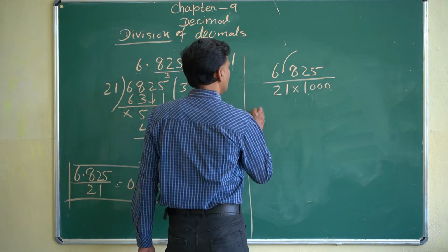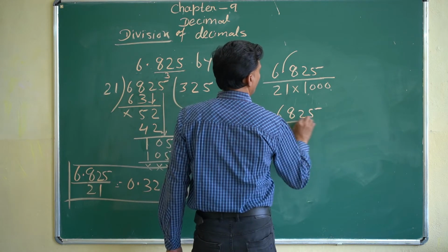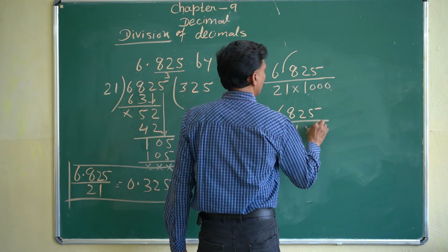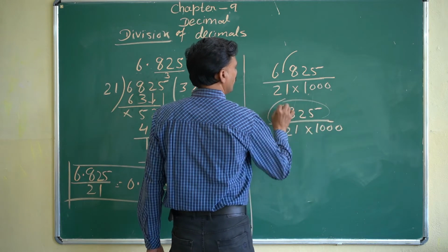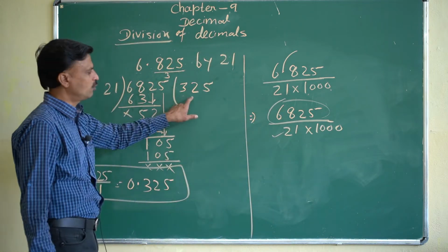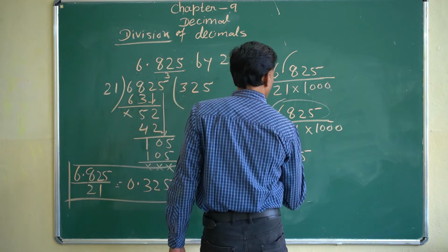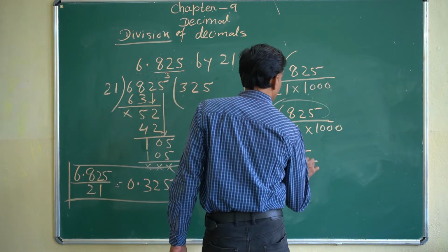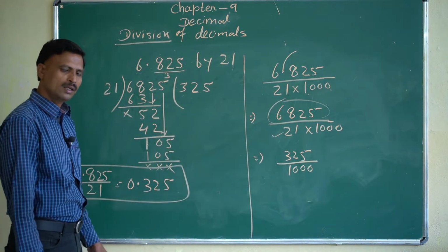Now what does the question become? The question becomes 6825 divided by 21, multiplied by 1/1000. So we divide this value by 21. What is coming? It is coming 325. And what will the denominator be? The denominator will be 1000. Right?